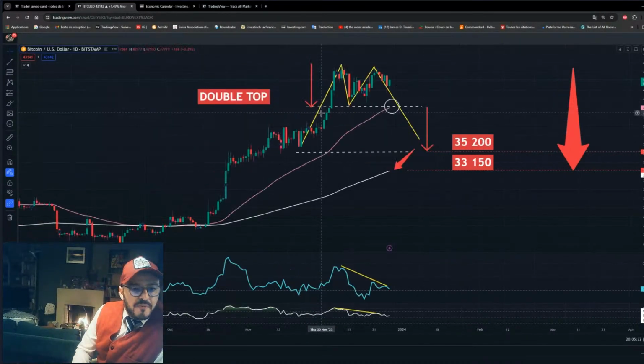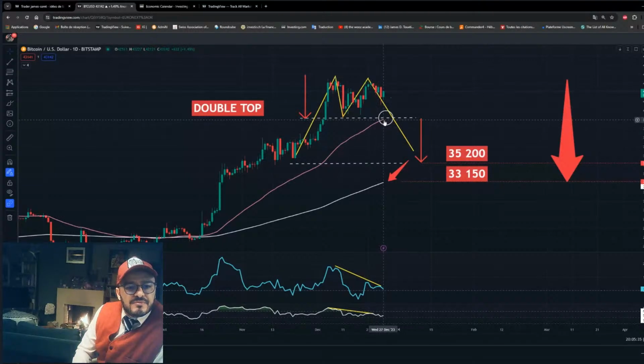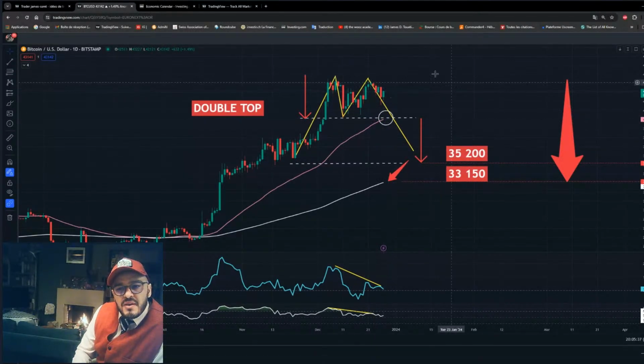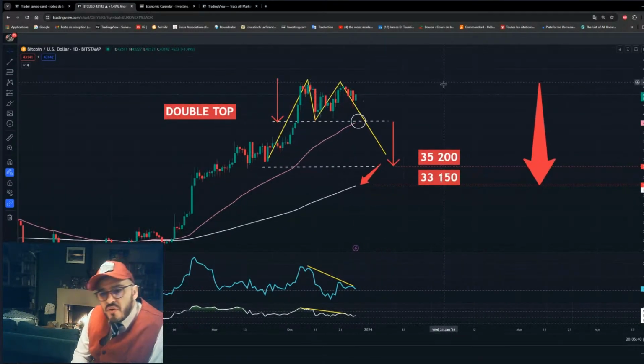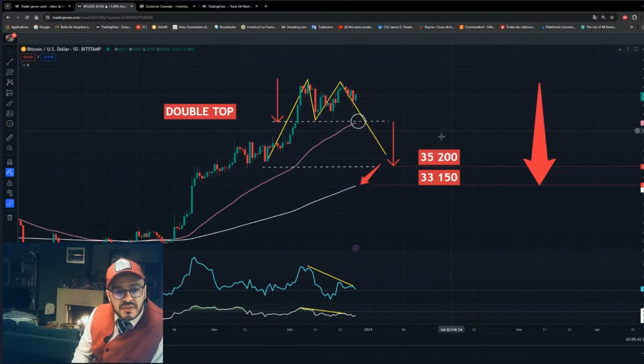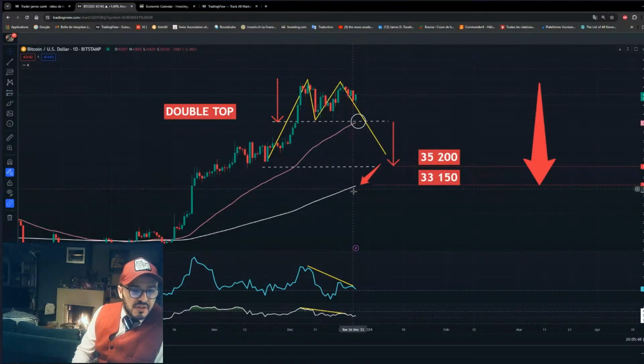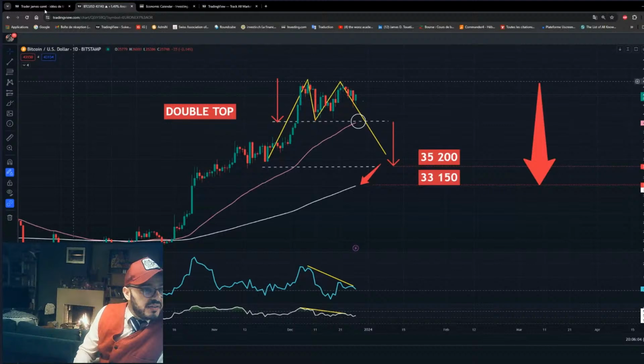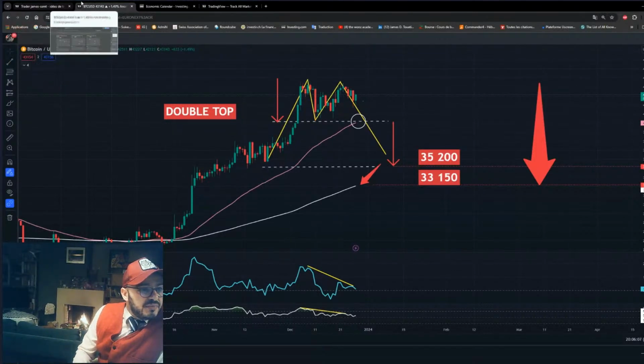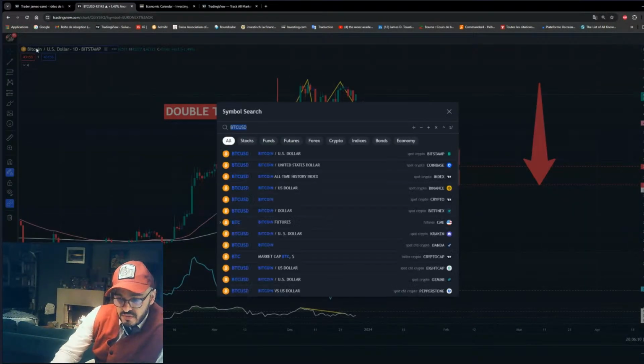So look, we have a double top, and we can have here on the EMA 50 around 40k and 33,000. We can have these targets as potential objectives. It's very important to focus on it. I put it here, what we can do: 35,200, 33,150, double top. Divergence with the ROC and divergence with the RSI.